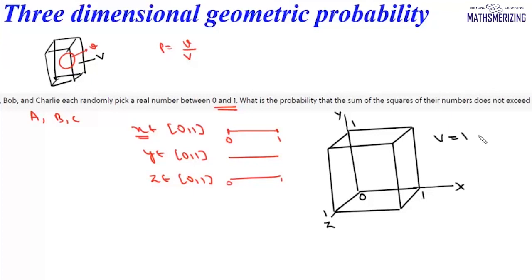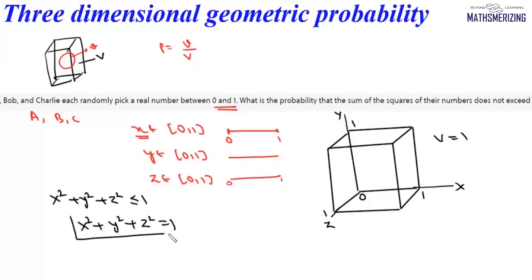Now we need to find the probability that the sum of squares of their numbers does not exceed 1. So that means x square plus y square plus z square is less than or equal to 1. Now we know that x square plus y square plus z square equals 1 is nothing but a sphere of radius 1 unit, and here we are talking about x square plus y square plus z square being less than or equal to 1. So that means we are talking about all the points on or inside the sphere in this first octant, where x, y and z are all positive.